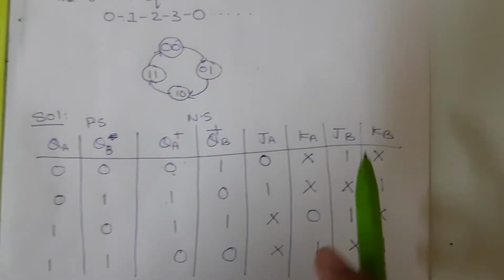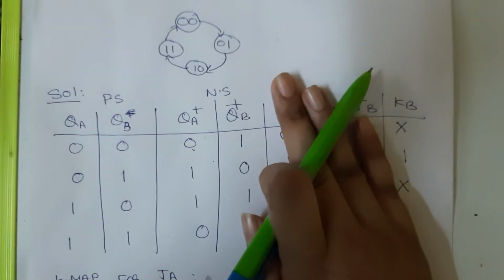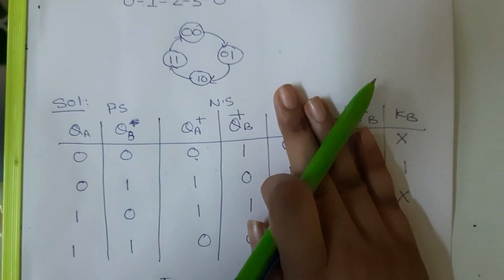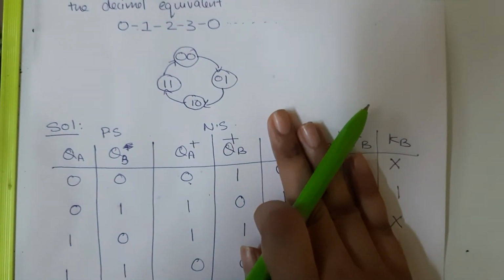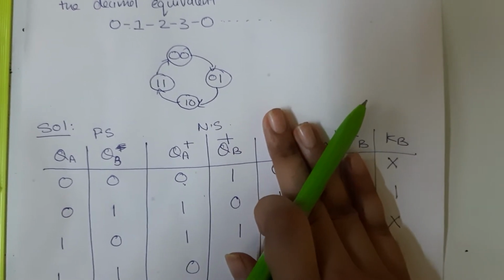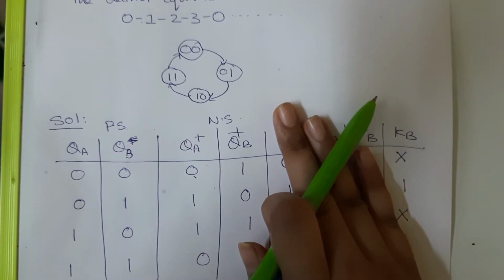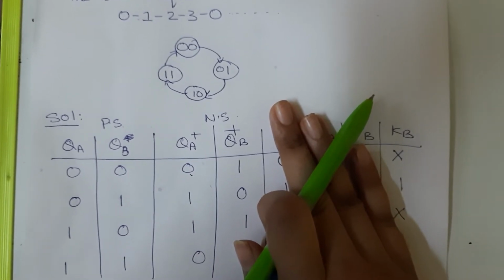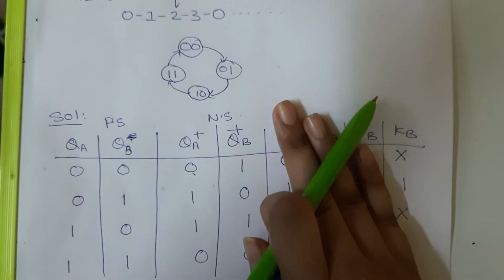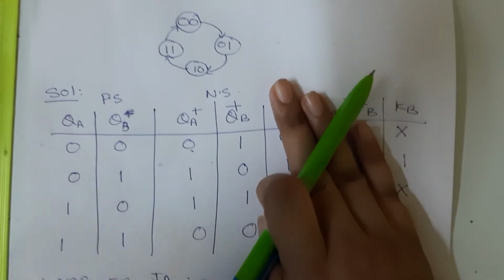Now, initially let's see only this part of the truth table. When it is 0, according to the sequence, my next state should be 1. So 0, 0 goes to 0, 1. Same way, when it's 1, it should be 2. So 0, 1 goes to 1, 0. And when it's 2, it should be 3 and so on. So this is my sequence.